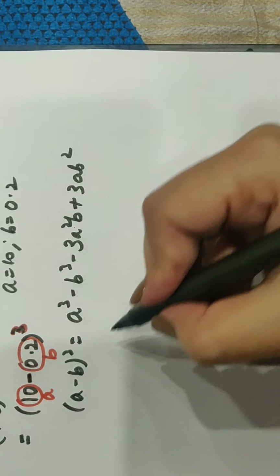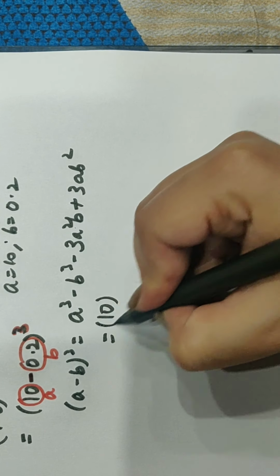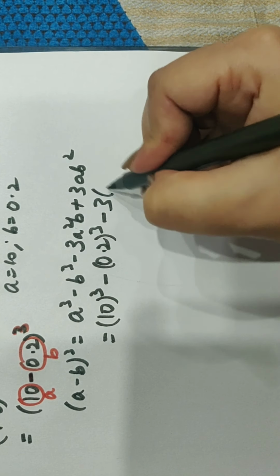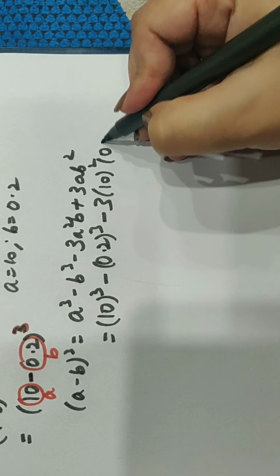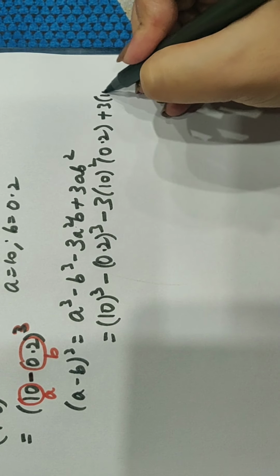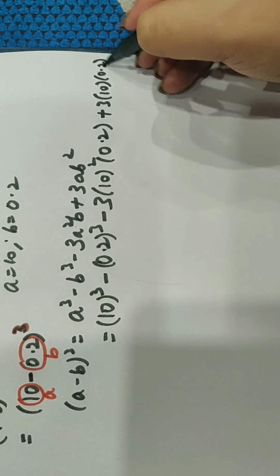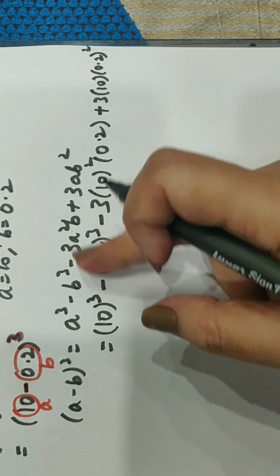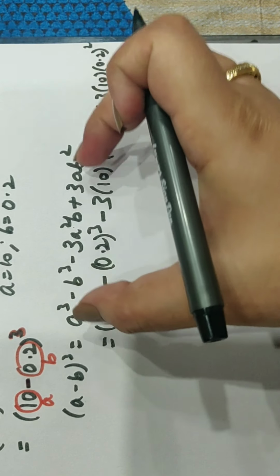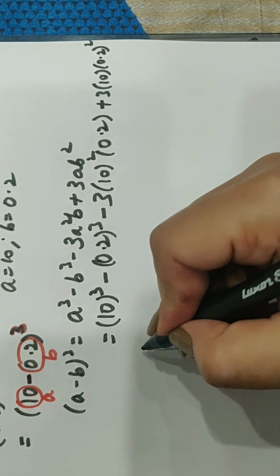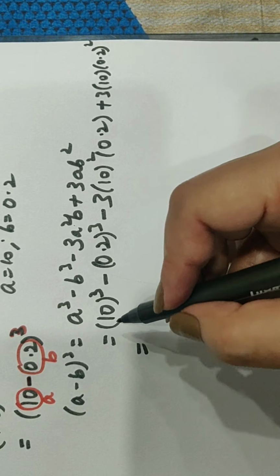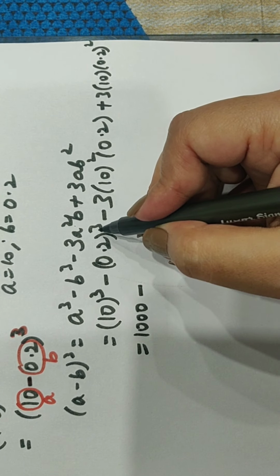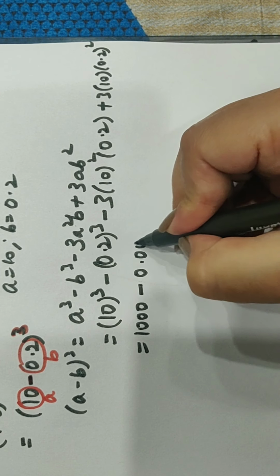So this will be equal to 10 cube minus 0.2 cube minus 3 into 10 square into 0.2 plus 3 into 10 into 0.2 square. I have simply put the values of a and b in this RHS. a is 10 and b is 0.2. So 10 cube is equal to 1000, minus this is 0.2 whole cube, so it will be equal to 0.008.